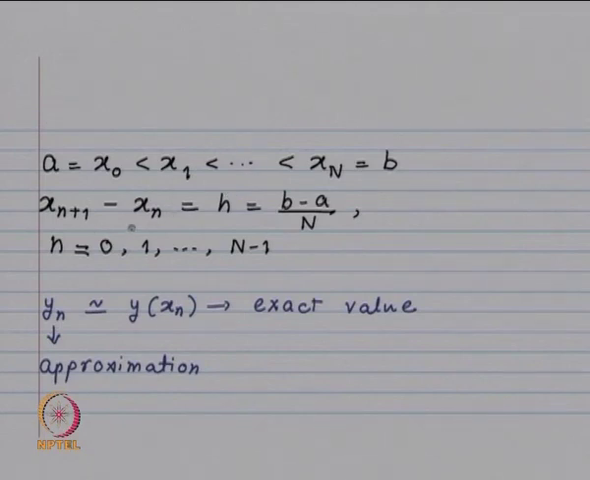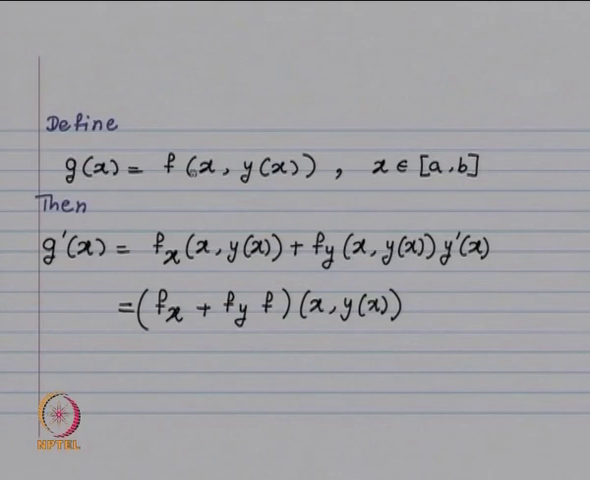Each subinterval is of length h, which is equal to b minus a divided by capital N. y at x n is the exact value of the unknown function and y n is going to be an approximation to this. So our aim is to find approximation to y at x n at these n plus 1 points. The right hand side function f is a function of x and y, and y is a function of x. So we have this function g of x defined on interval [a, b].